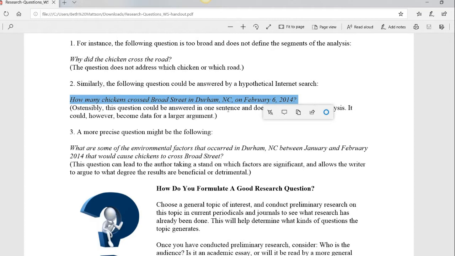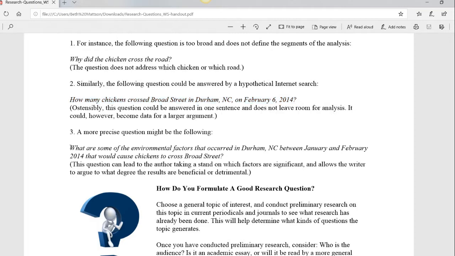Instead of Galileo describing how or why telescopes worked, the equivalent would be just saying telescopes exist and not getting at any of the how or why, right? This would just be the equivalent of chickens crossed Broad Street in Durham, North Carolina, and it doesn't give us any more information than that.